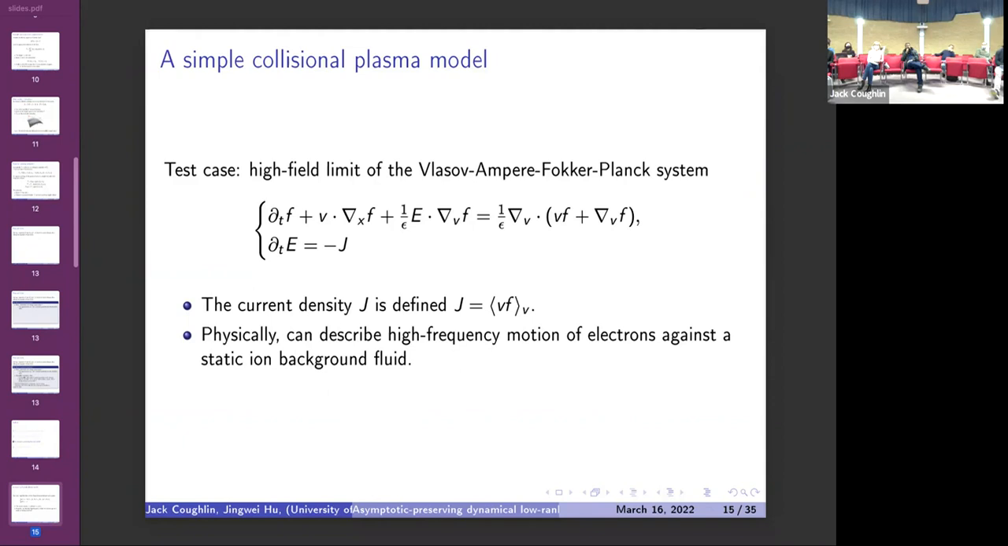So physically, you can imagine this is just one species, right? But it can have a background charge density, and so you could maybe think of it as like a fluid of electrons moving at high frequency, but against like a static background of ions. And since the mass ratio of those two is so high, often that's a pretty physical approximation to consider. I believe it's also been used in the semiconductor application.